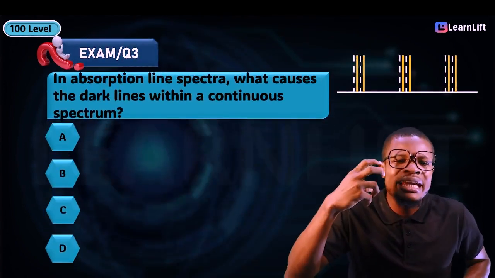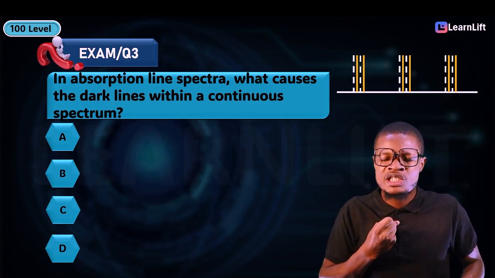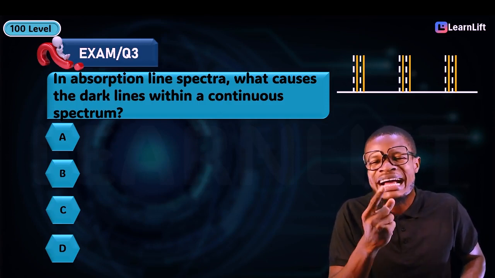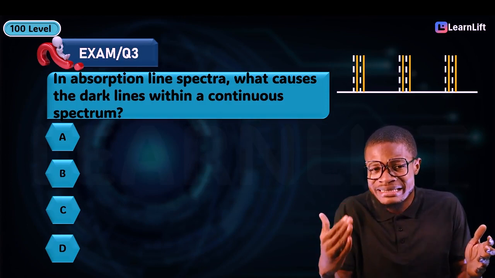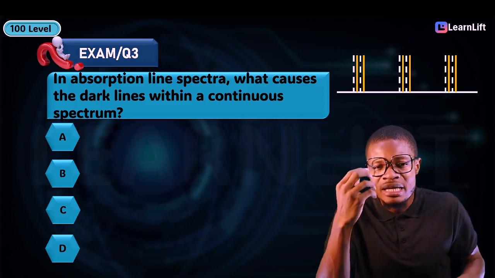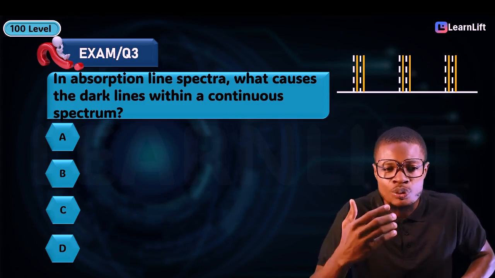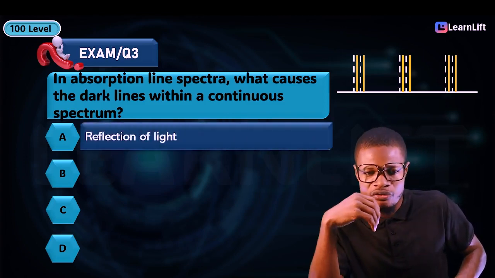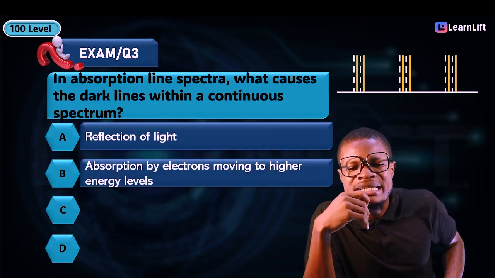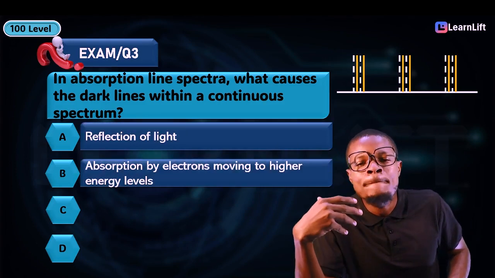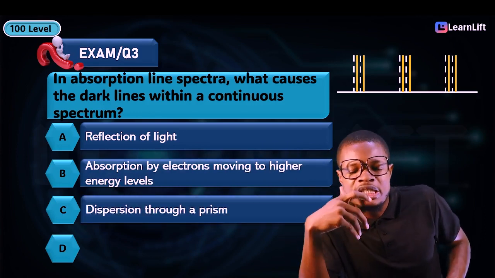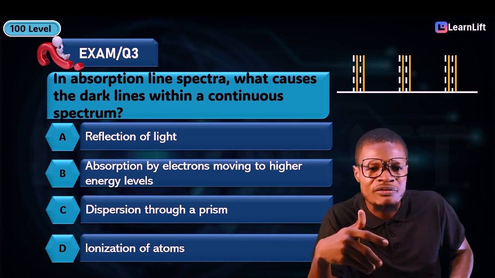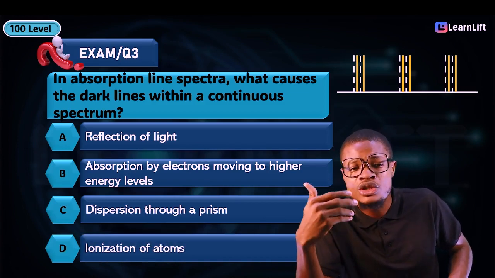Look at the next question, my guy. Question 3 says, in absorption line spectra, what causes dark lines within a continuous spectrum? Of course, you have continuous spectrum and then have dark lines coming in. Option A says reflection of light. B says absorption by light moving to higher wavelengths. C says dispersion through a prism, and D is ionization of atoms. What's the correct answer?